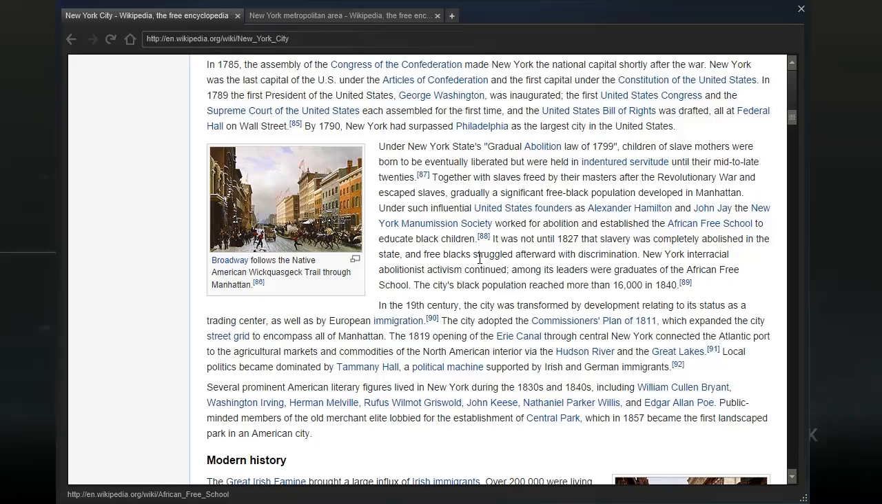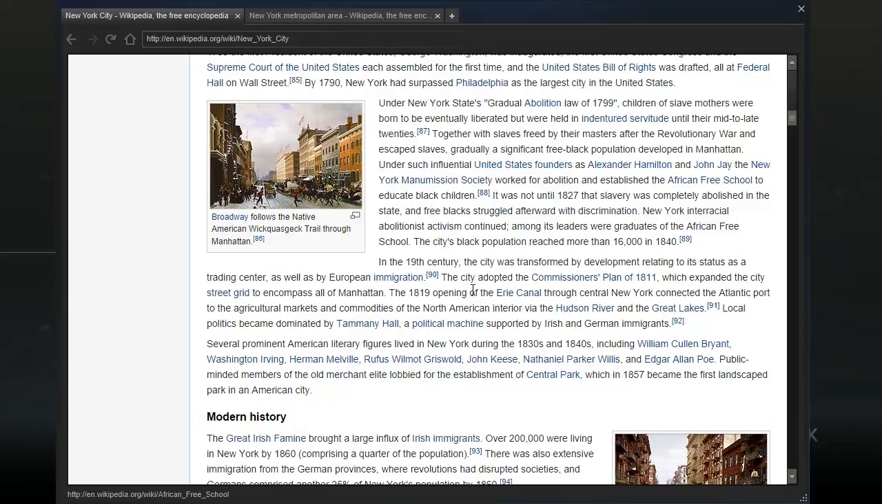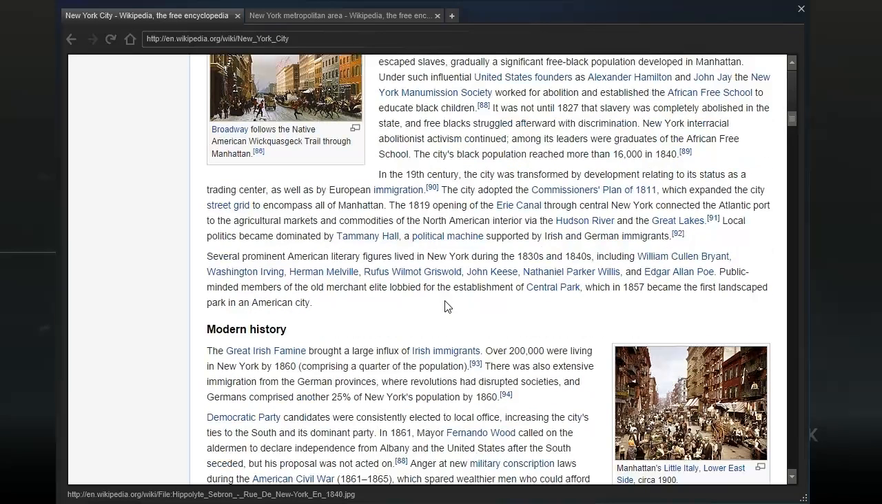It was not until 1827 that slavery was completely abolished in the state, and free blacks struggled afterwards with discrimination. New York interracial abolitionist activism continued. Among its leaders were graduates of the African Free School. The city's black population reached more than 16,000 in 1840. So it was an early center for abolitionism as well.